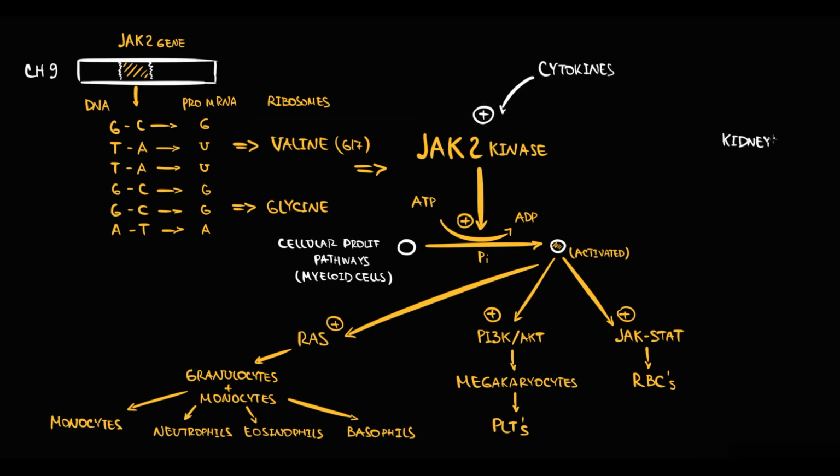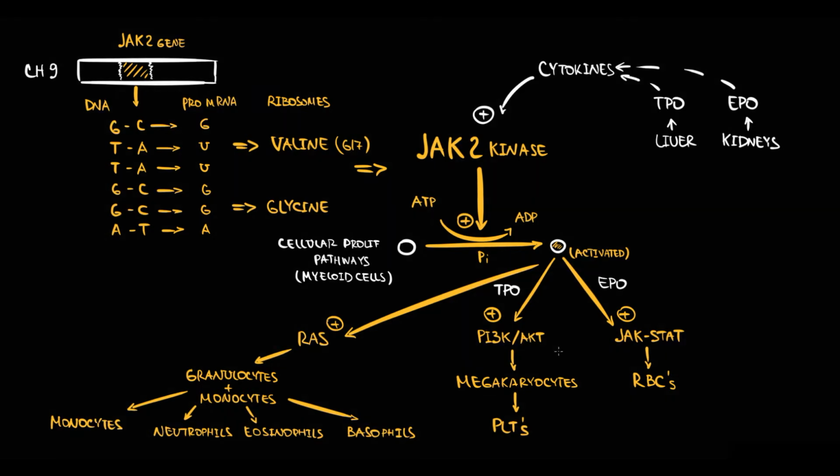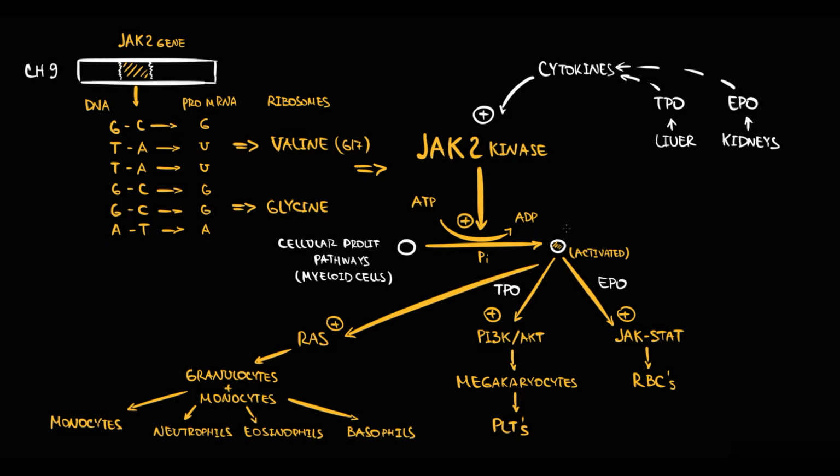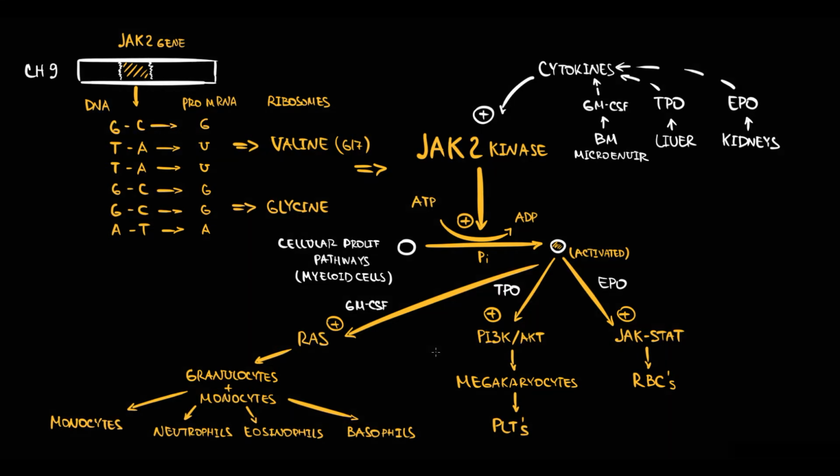Kidneys produce erythropoietin that stimulates red blood cells production. Liver produces thrombopoietin that stimulates production of megakaryocytes from which platelets are formed. And bone marrow microenvironment by secretion of granulocyte macrophage colony stimulating factor cause increase in production of granulocytes and monocytes.